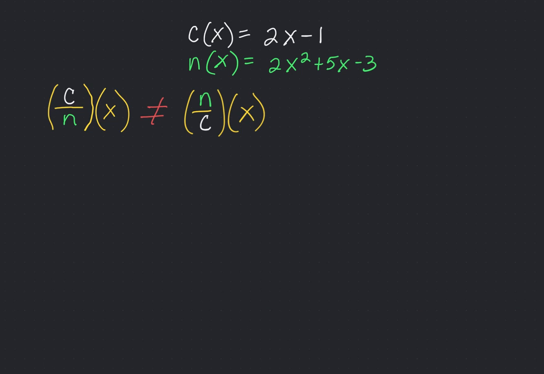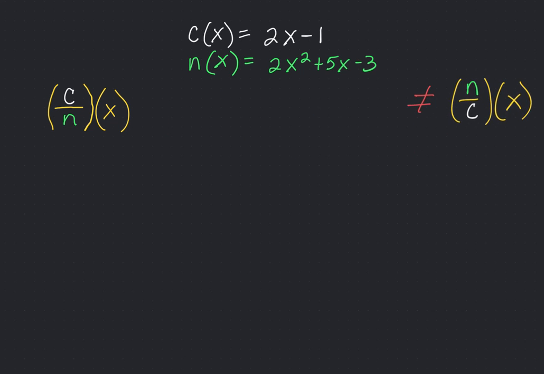We know that order does matter when you are doing division, so the function c divided by n of x is not equal to the function n divided by c of x. So let's just leave this for later and work with this first example. All right, so what does this look like? It looks like 2x minus 1 divided by 2x squared plus 5x minus 3. So now, wait a minute, what can we do here?